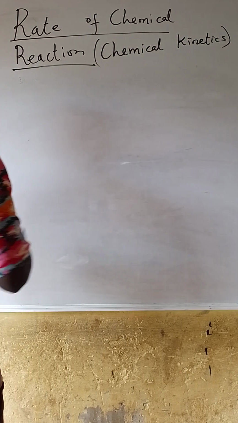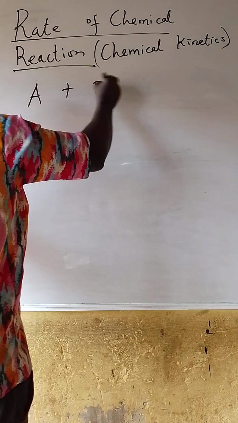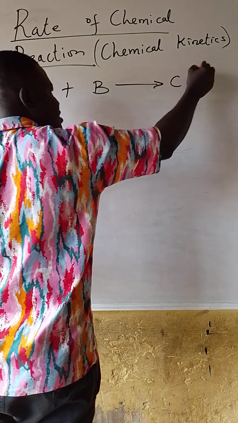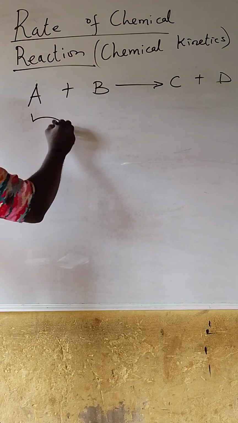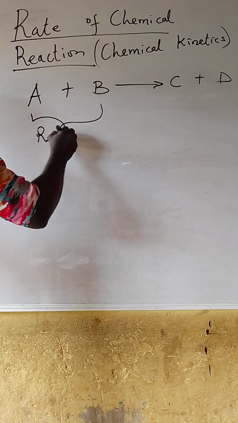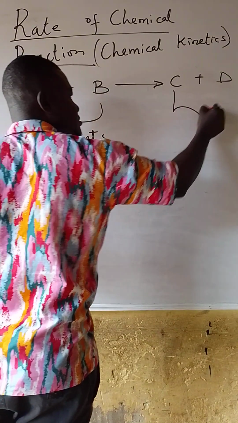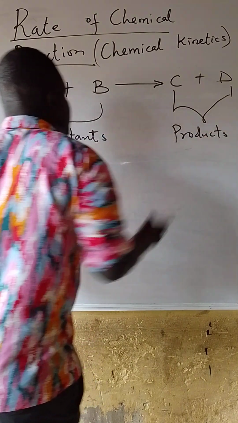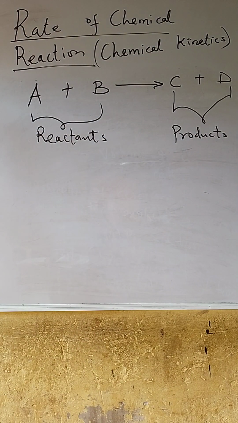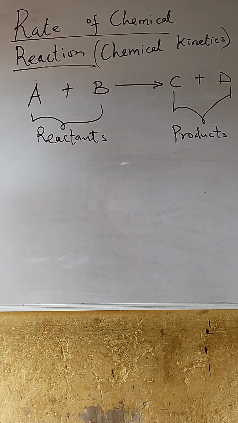Now let's assume a reaction between A plus B to give us this product C plus D. This is my reactant side, reactants. This is the product. So in a chemical reaction, there must be what? A new substance is being formed. When A and B react together, C and D is being formed.